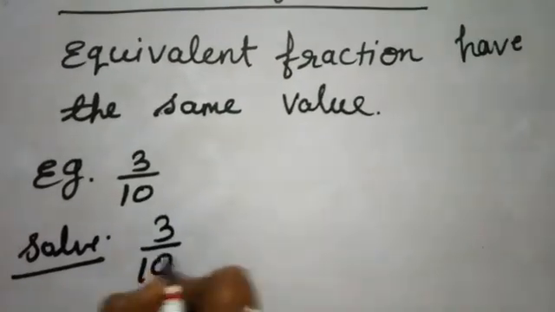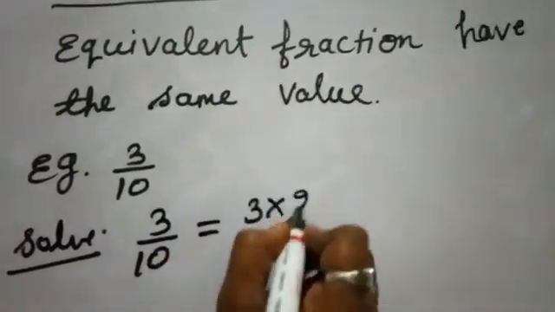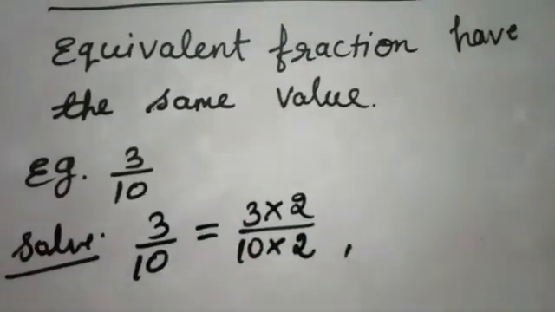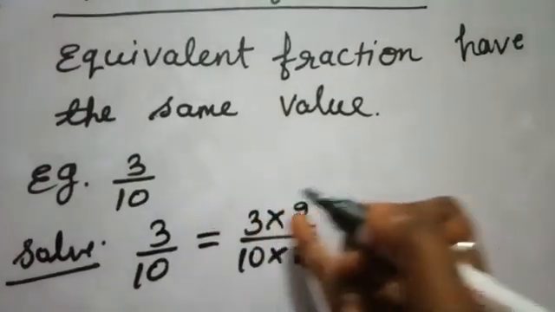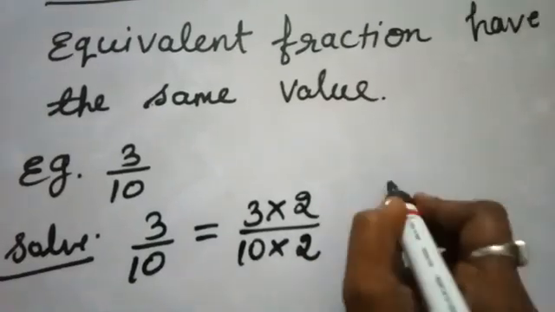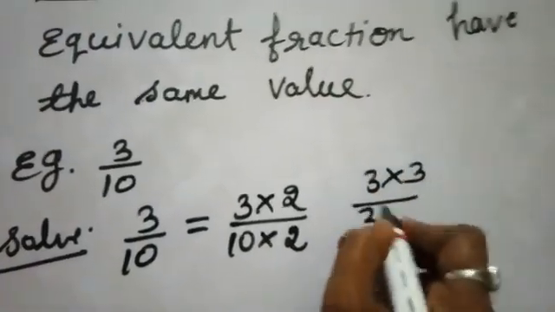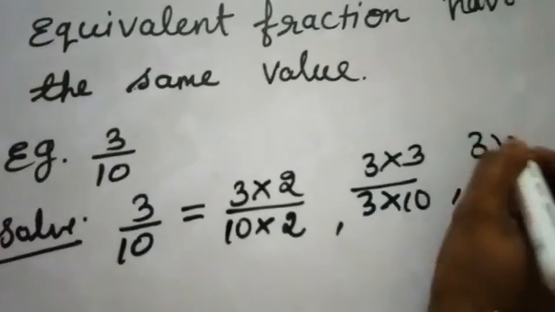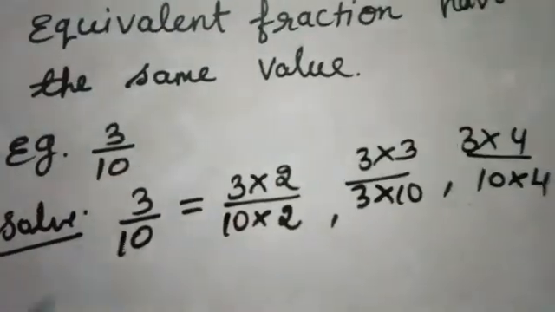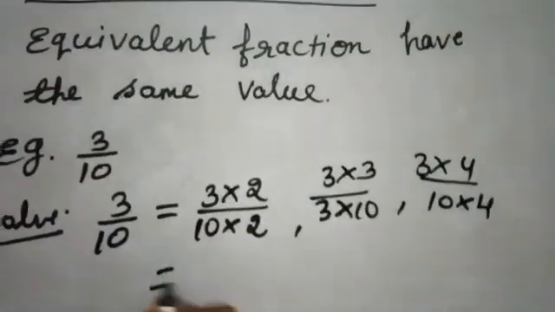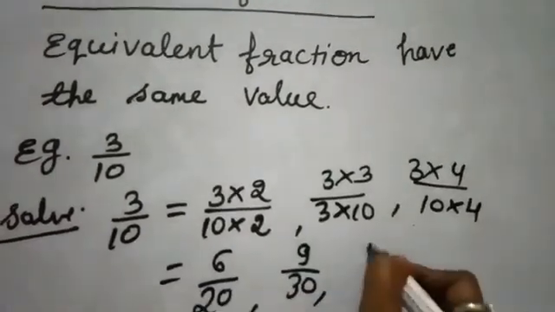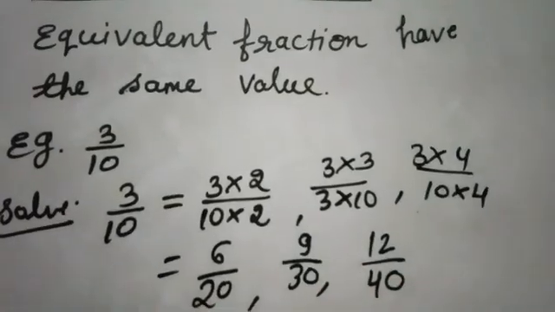For finding the 4 equivalent fractions, we have to make the table of the given fraction. It means we have to multiply the numerator by a number and the denominator also by the same number. So these are the equivalent fractions of 3 upon 10.